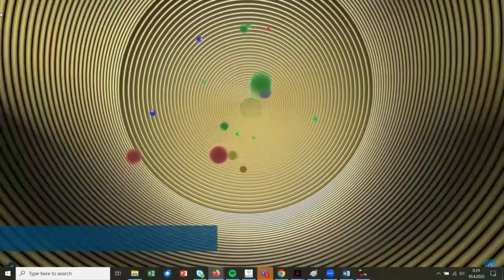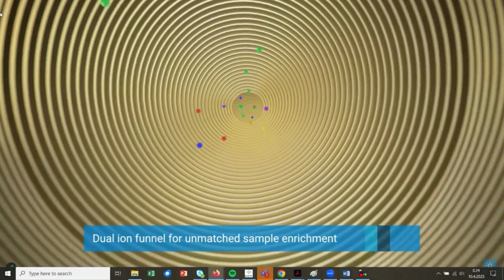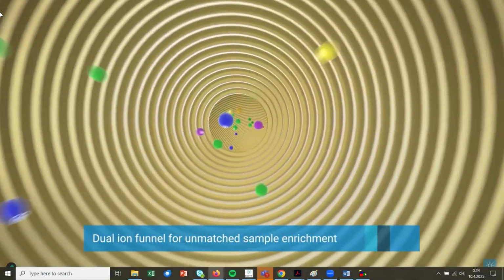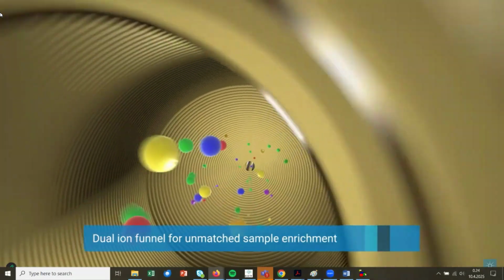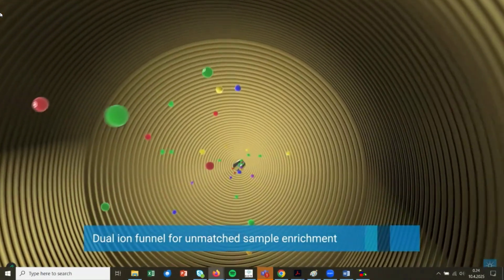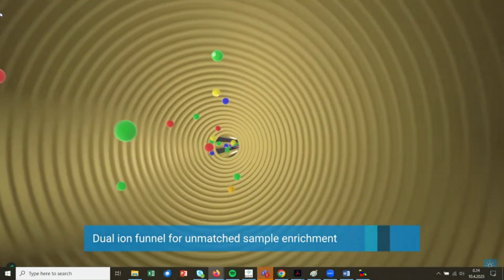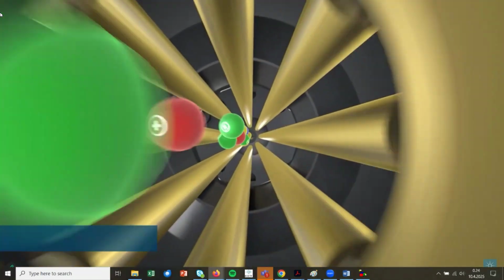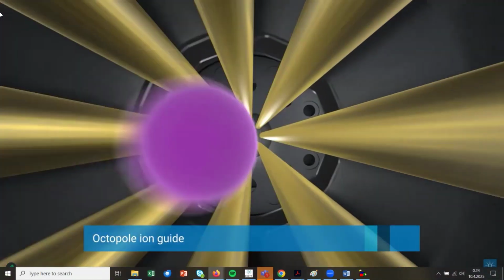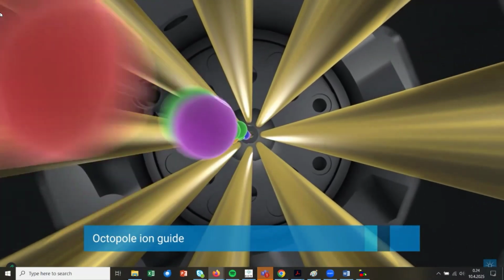The first ion funnel operates at high pressure, collects ions, and propels them forward. The second stage funnel operates at a lower pressure, tightly collimating the ion beam for further sample enrichment. An optimized octopole ion guide provides high-efficiency ion transmission over a wide mass range.